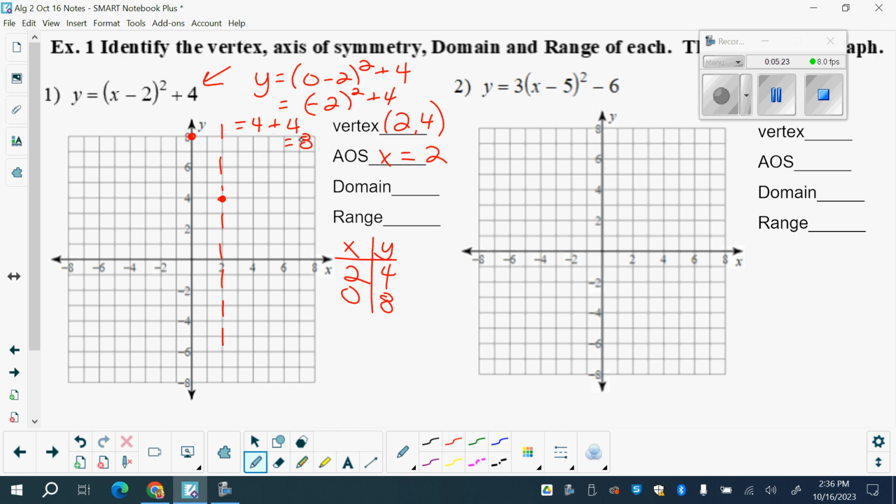So now again, we use that axis of symmetry, and we've got a number that is 1, 2 to the left of that line, so we go 1, 2 to the right. Reflect it over that line. So there's our graph.